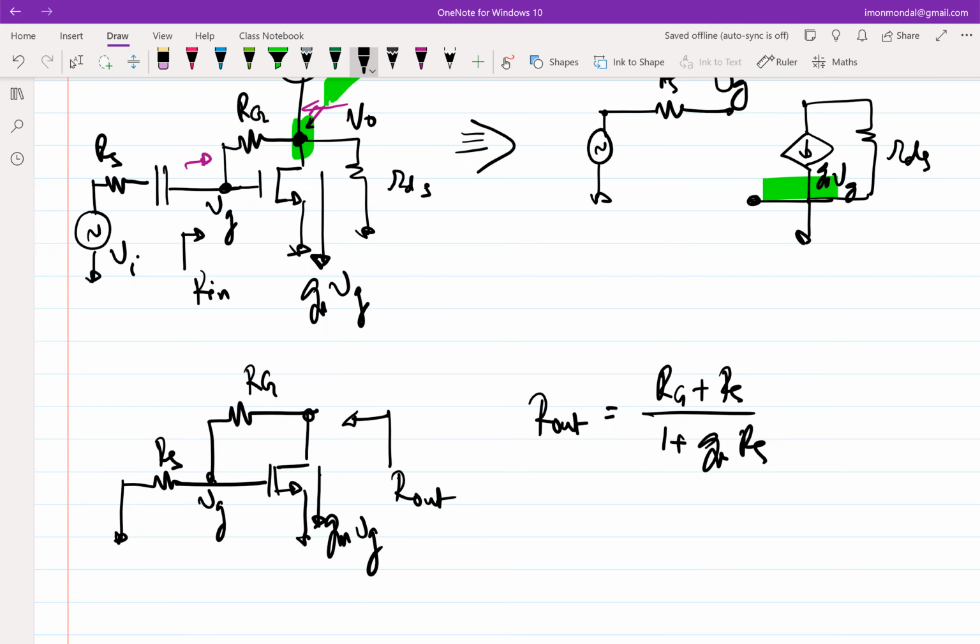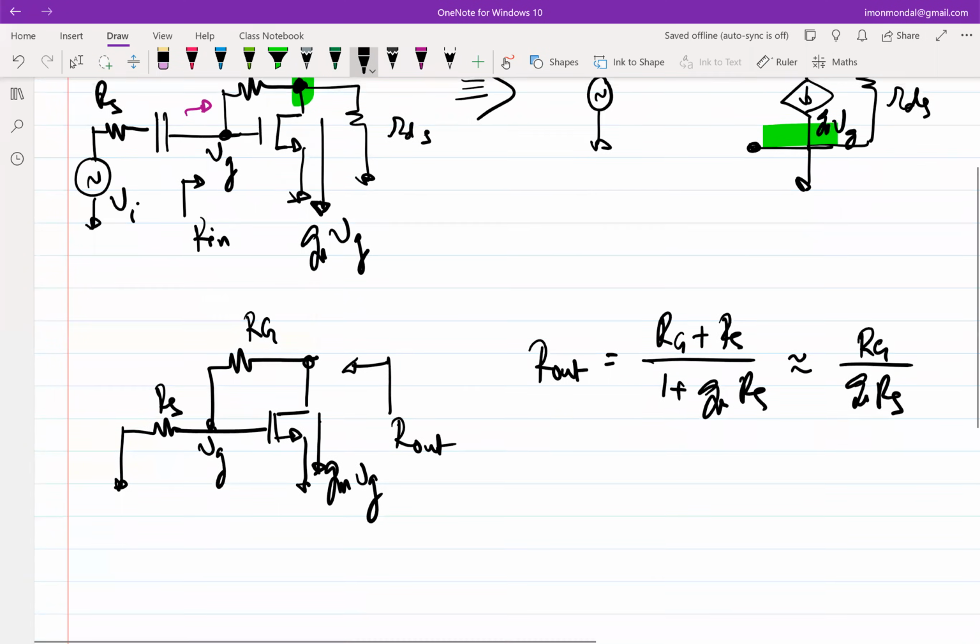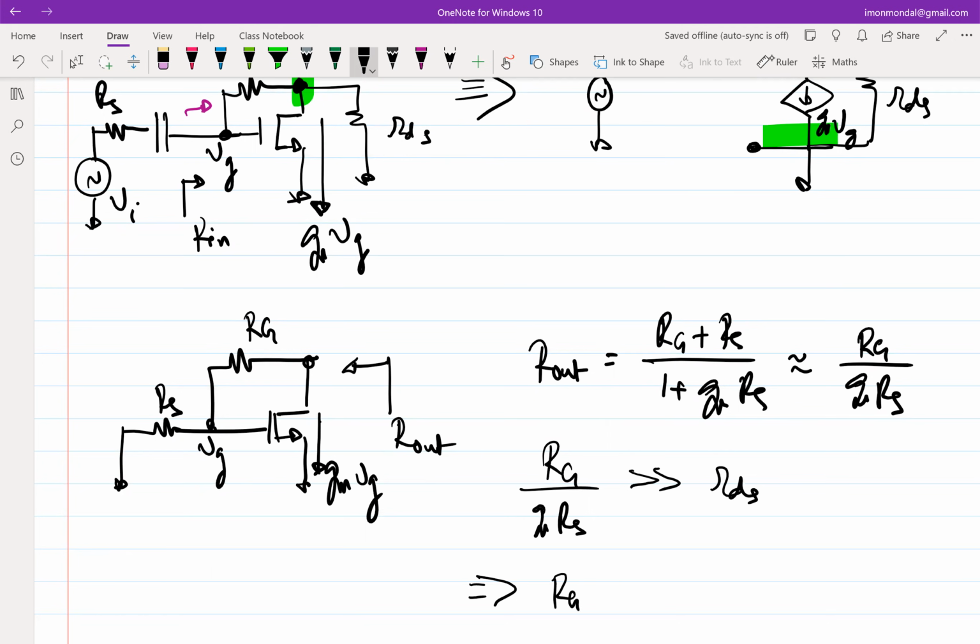So I can approximate this further. We already established that RG has to be much greater than RS, from the previous constraints, which means this is approximately equal to RG by GmRs. I neglect the 1 plus. So this Rout, RG by GmRs, has to be much greater than RDS. Which means RG should be much greater than Gm times RS times RDS. And you see that this essentially is the same constraint that we arrived at from the input side also.